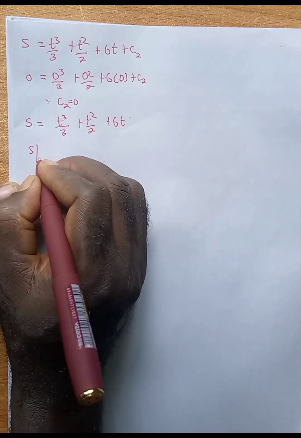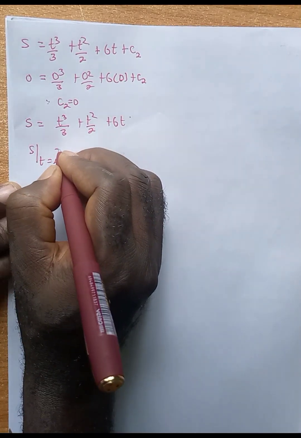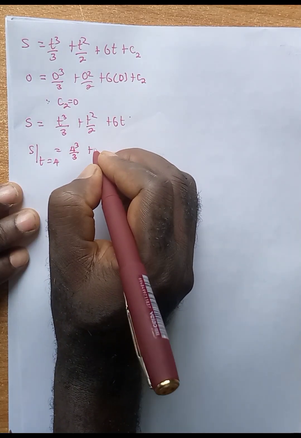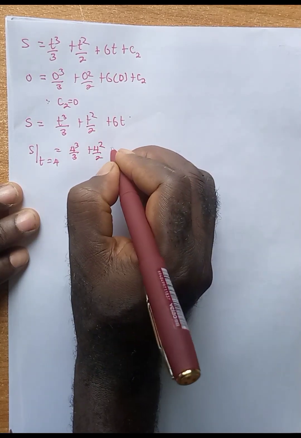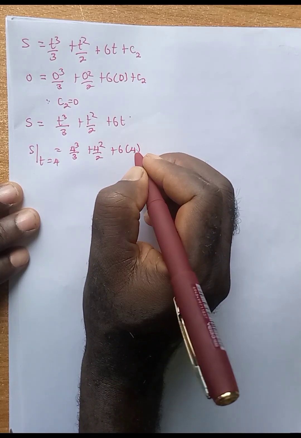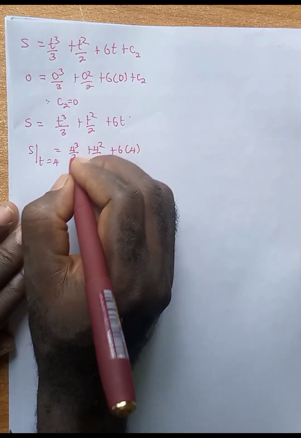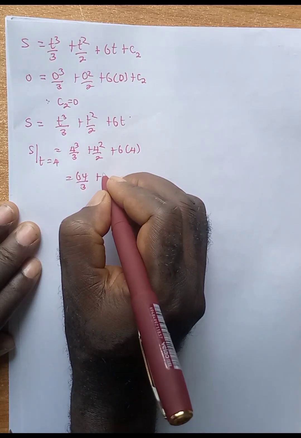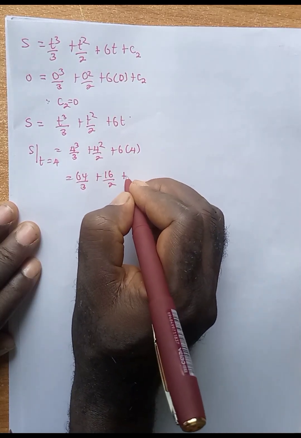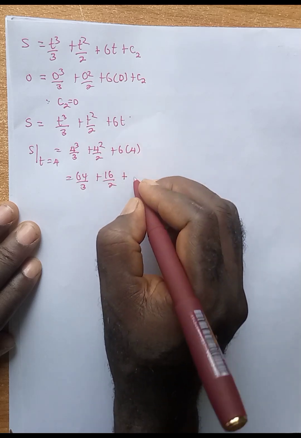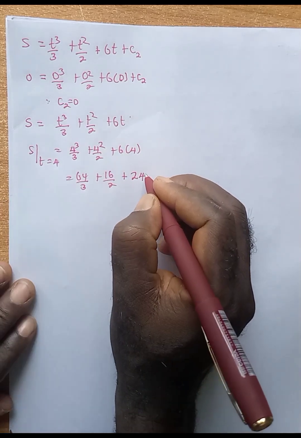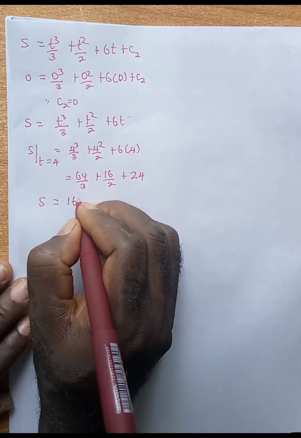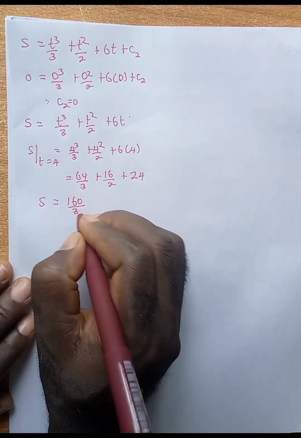Now, we have to find the displacement when the time is 4 seconds. That is, the displacement when the time is equal to 4 seconds will be equal to 4 cubed over 3 plus 4 squared over 2 plus 6 times 4. From here, 4 cubed is 64 over 3, plus 16 over 2, plus 6 times 4, which gives 24. So when you combine this together, the distance is given as 160 over 3 meters.